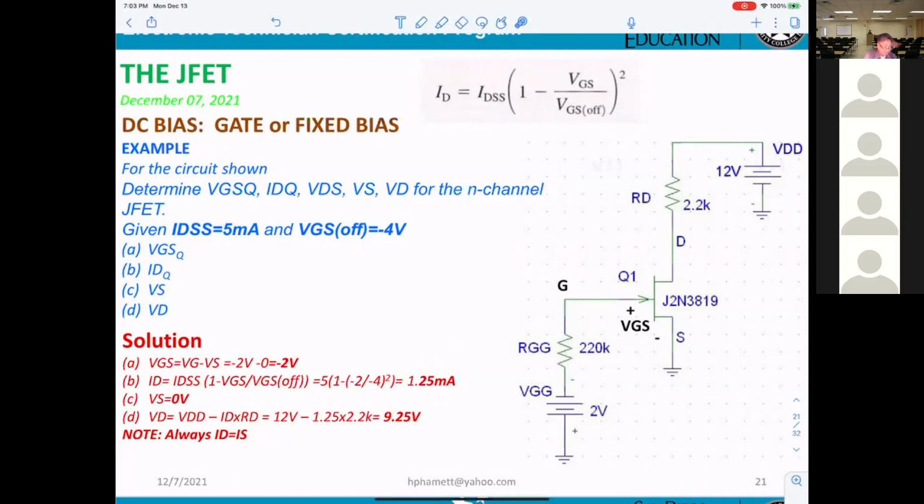And then they want to calculate the VD. VD equal VDD minus the voltage drop across RD. You can see it is the same as in the bipolar, nothing else. So you take VDD and subtract ID times RD from it, and that'll give you VD. That means the voltage here. So you should get 9.25 volt.